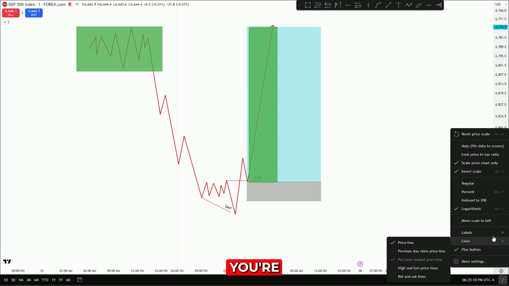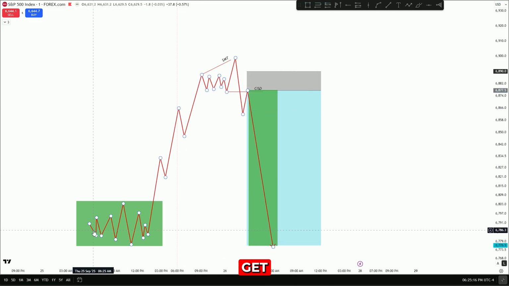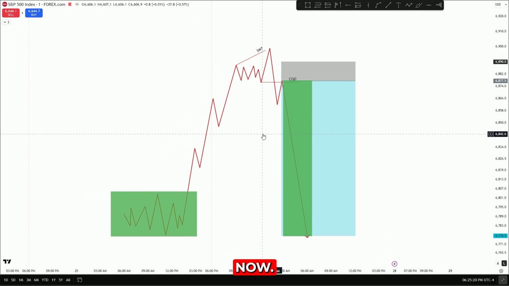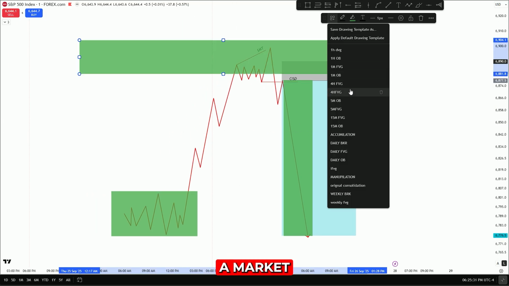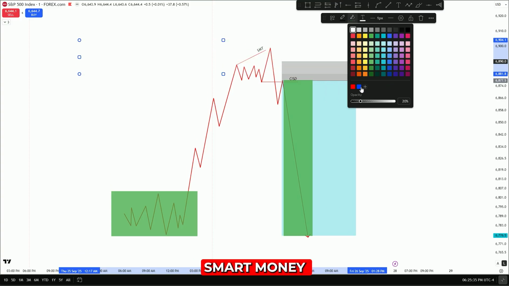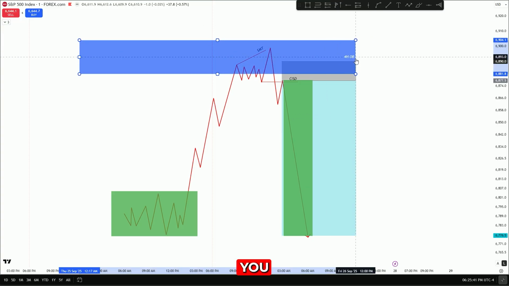So same, this is the bullish example. Then all you have to do is invert this so that you can get the bearish example. This is how you're gonna get it. Let me clear one thing now. Every time you're gonna see a market maker, I'll say inversion, or you can say the smart money technique or reversal, what you're gonna do is combine it with the higher time frame period.